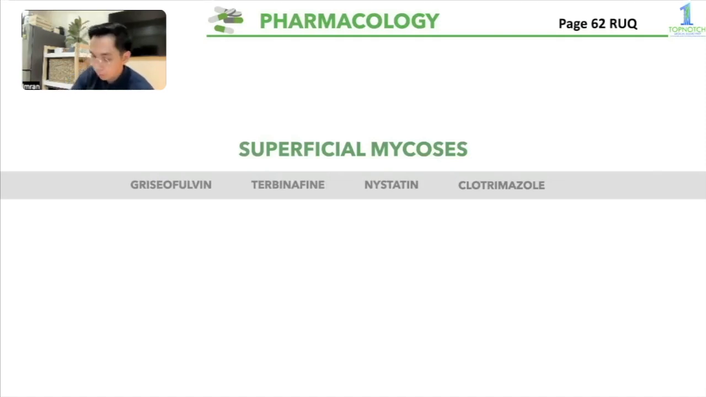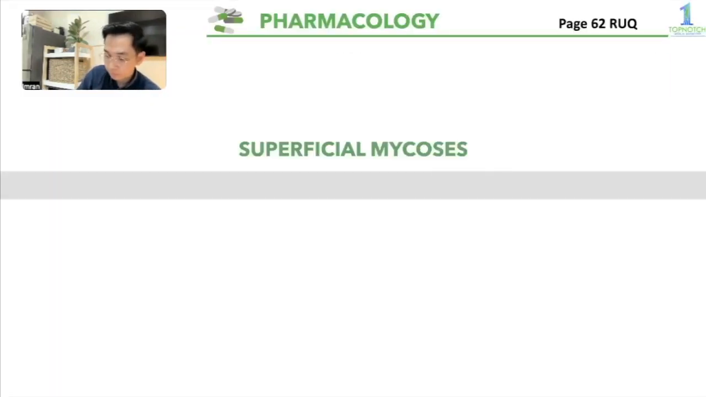So your griseofulvin, it's a microtubule inhibitor, no? And mas ginagamit siya sa mga dermatophytosis, yung mga fungal infections sa ating skin. So mas derma drug talaga siya, no? And one important part of its pharmacokinetics is that it's a potent CYP inducer. It's a potent CYP450 enzyme inducer.